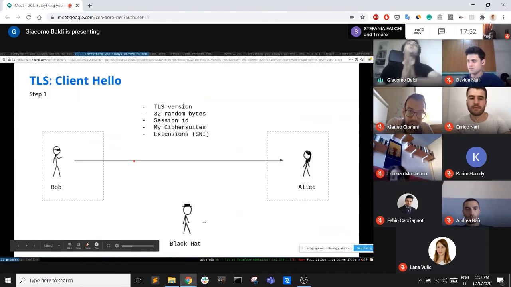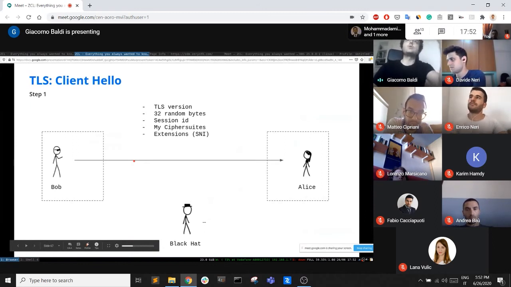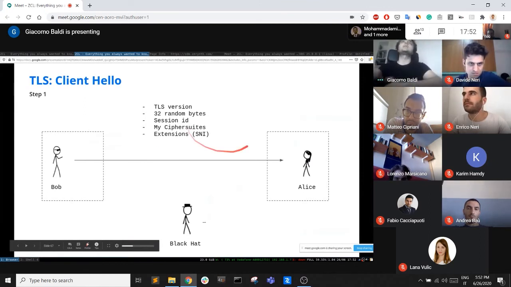So let's go. Step one, Bob is the client, Alice is the server. In step one, which happens as soon as you connect, Bob sends a message called the client hello that contains a lot of stuff. The most important are the version we are using for TLS, 32 random bytes that are the client random bytes, a session ID, which we will see later, a set of cipher suites, which we are going to explain now, and a set of extensions that are not the same as the extensions of the certificate, but are extensions to the TLS protocol. So the same name for two different things. Bear in mind this name, SNI, server name indication, because it's very important and we will see it later.